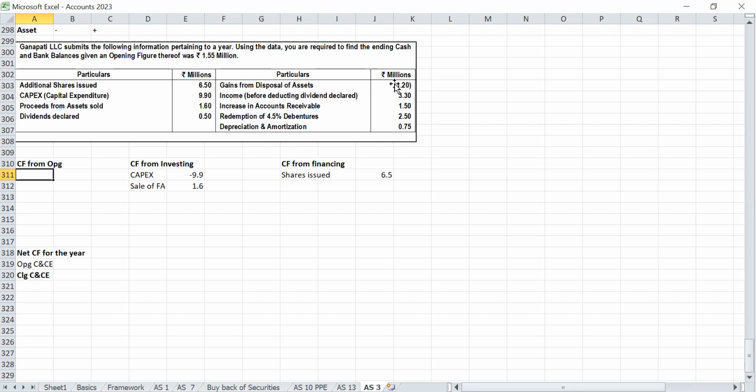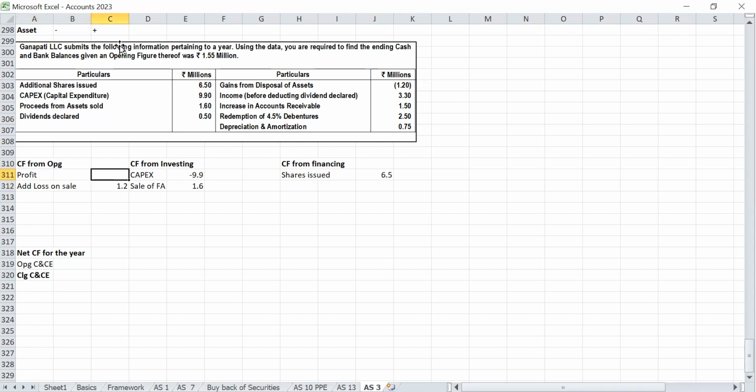So gain on disposal, how much? 1.20, negative. Gain is negative, so it is not a gain. It is loss on sale of fixed assets. So in profit it is already added or deducted? It's already deducted, sir. Now we have to reverse. What should I do? Add it to profit. Add loss on sale, 1.2 I should add.